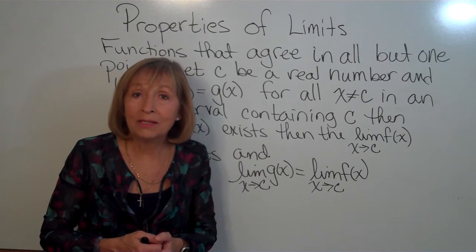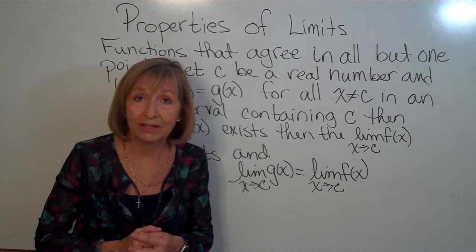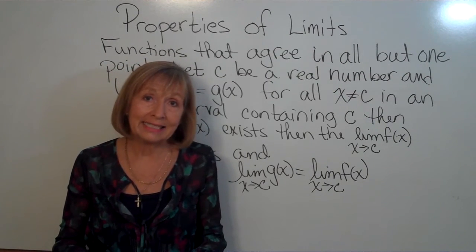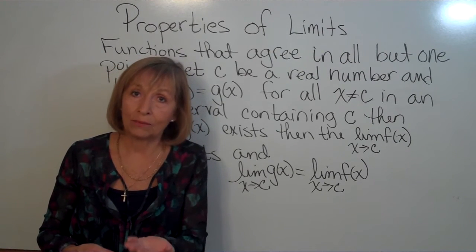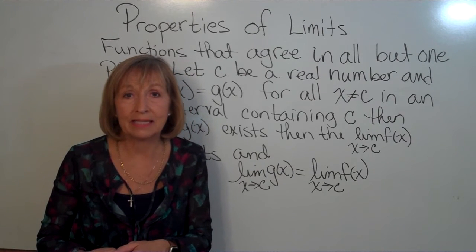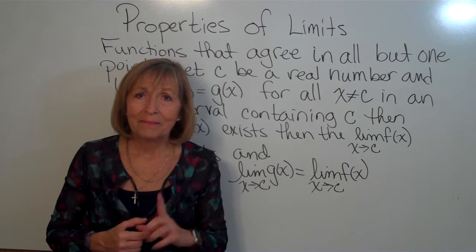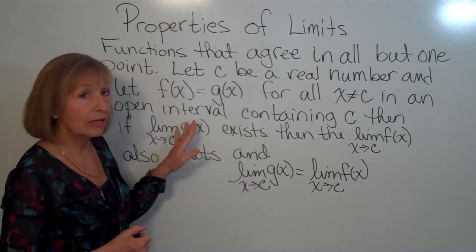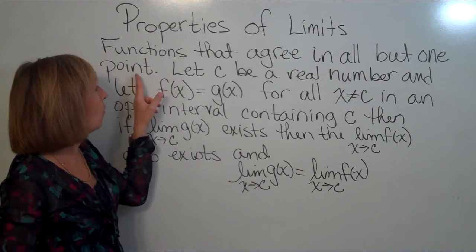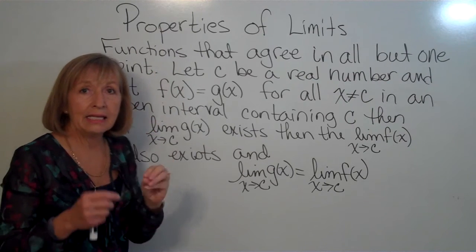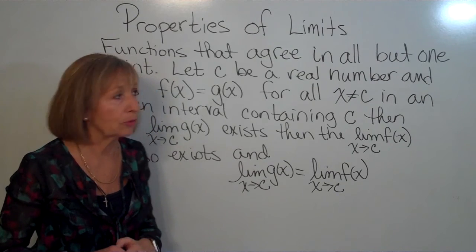The time that it will coincide to be the same value is if you have a continuous function there. Then we can use that idea to evaluate our limits by actually finding out what it is there if the function's continuous there. And that's what a lot of the properties that we've already done said. But this theorem talks about what if you have functions that agree in all but one point in an open interval containing the value that your x is approaching.